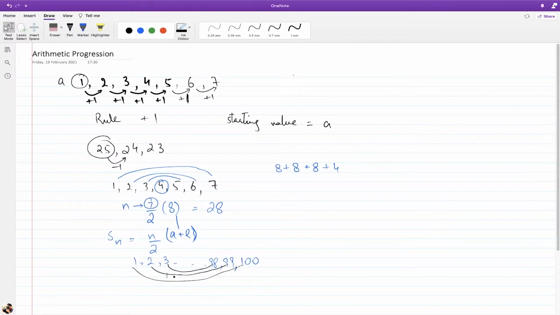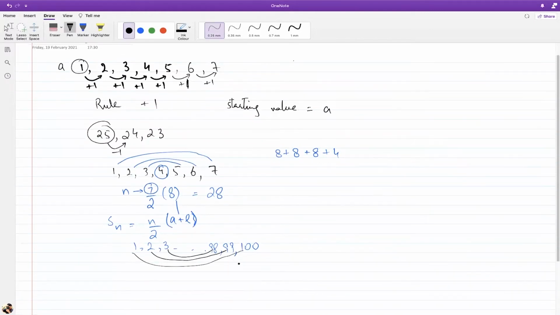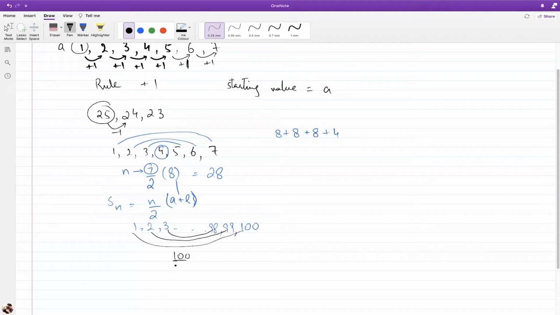That is 101. So basically, you have 100 over 2 pairs of 100 plus 1, where 100 is how many terms you have, this 100 is the last term, and this 1 is the first term. So do you see how pairing up allows us to calculate this really easily? The sum is going to be 5050. Does that make sense?